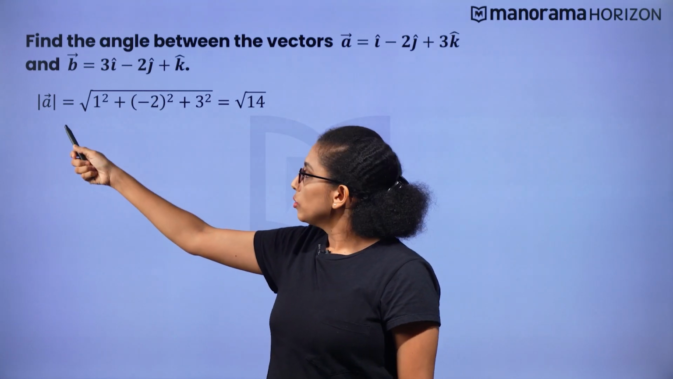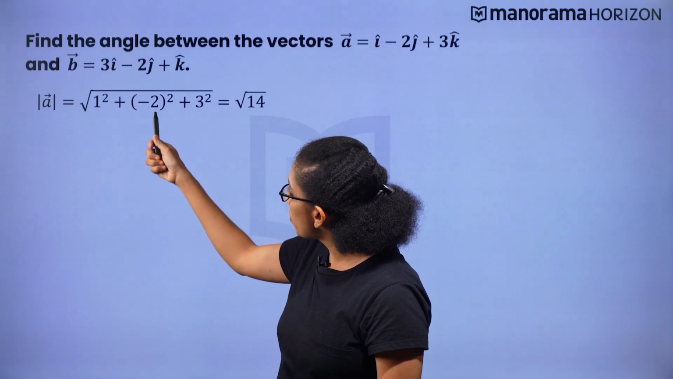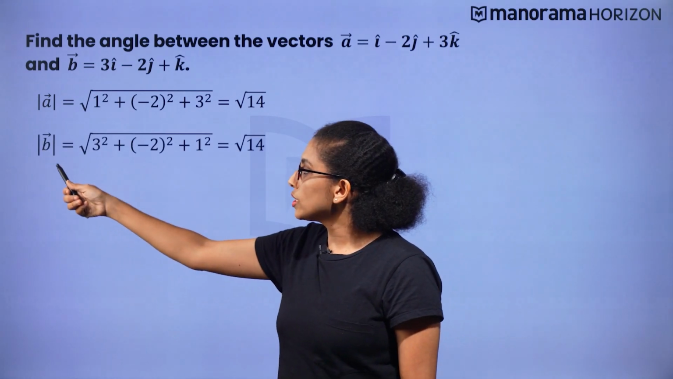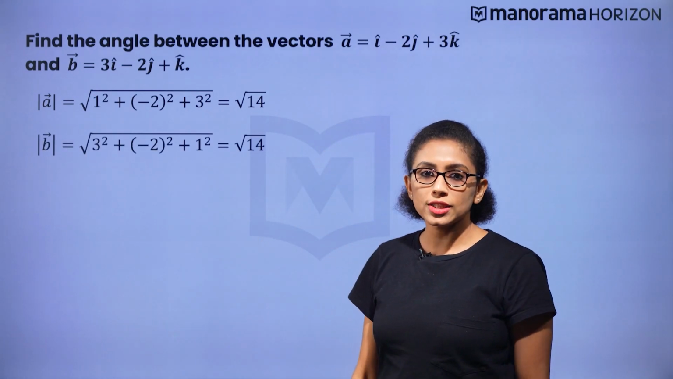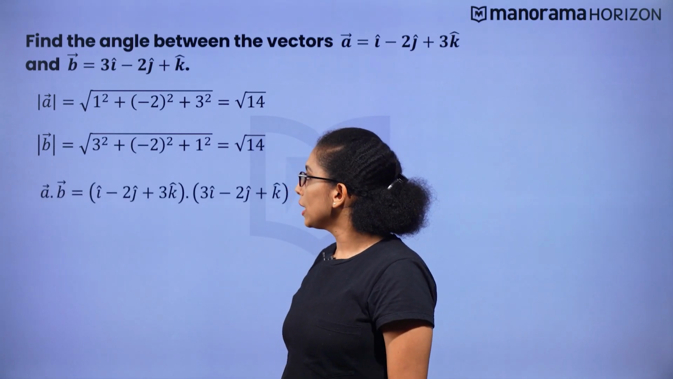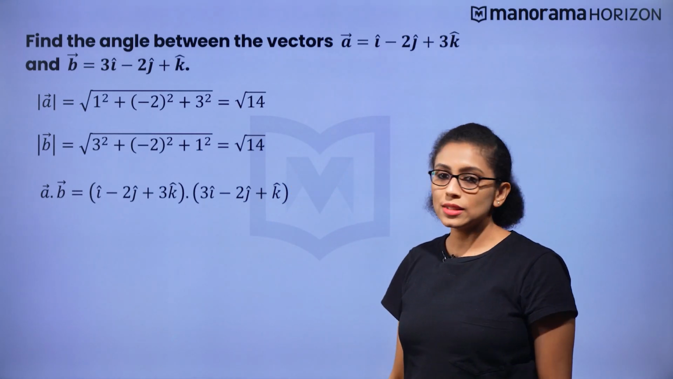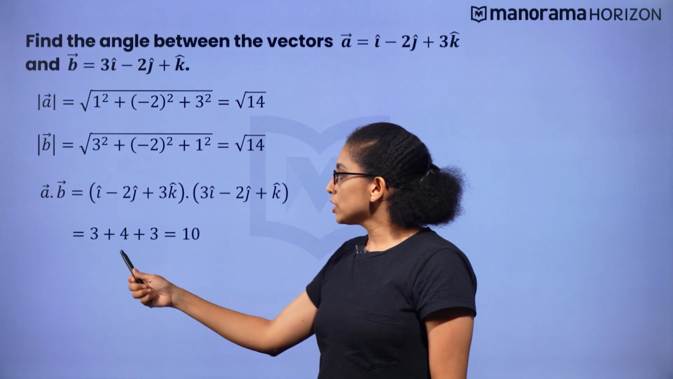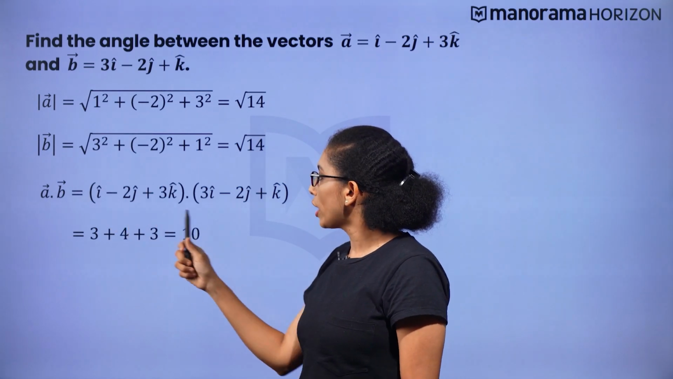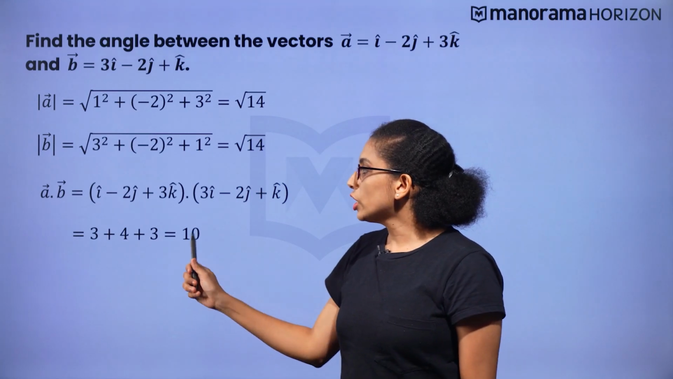Here, modulus of vector A is equal to root of, substituting the values, 1 square plus (minus 2) whole square plus 3 square, and we get root 14. Similarly, we get modulus of B equal to root 14. Now, we have to find A dot B. A dot B is (i minus 2j plus 3k) into (3i minus 2j plus k). We get 3 plus 4 plus 3, which is equal to 10, because i dot i is 1, j dot j is 1 and k dot k is equal to 1. So, this is the dot product.